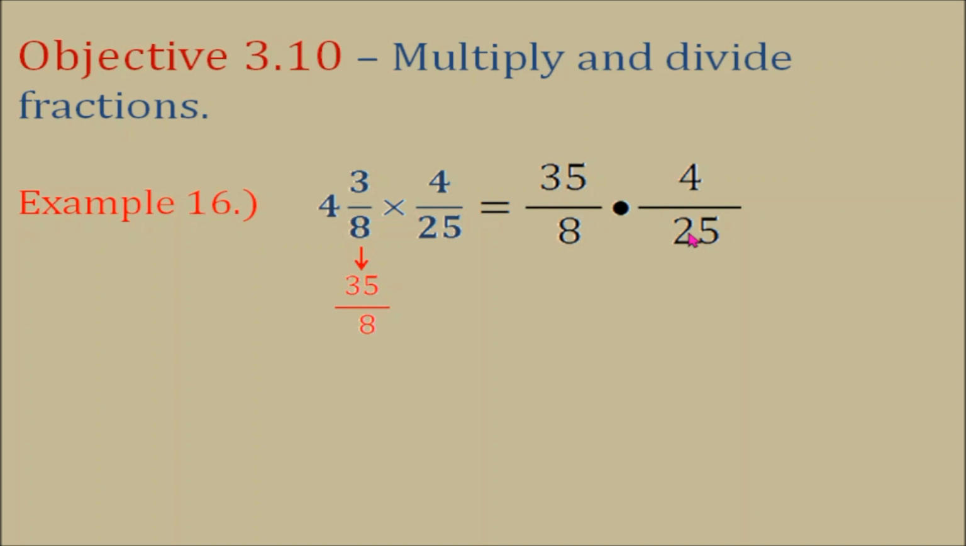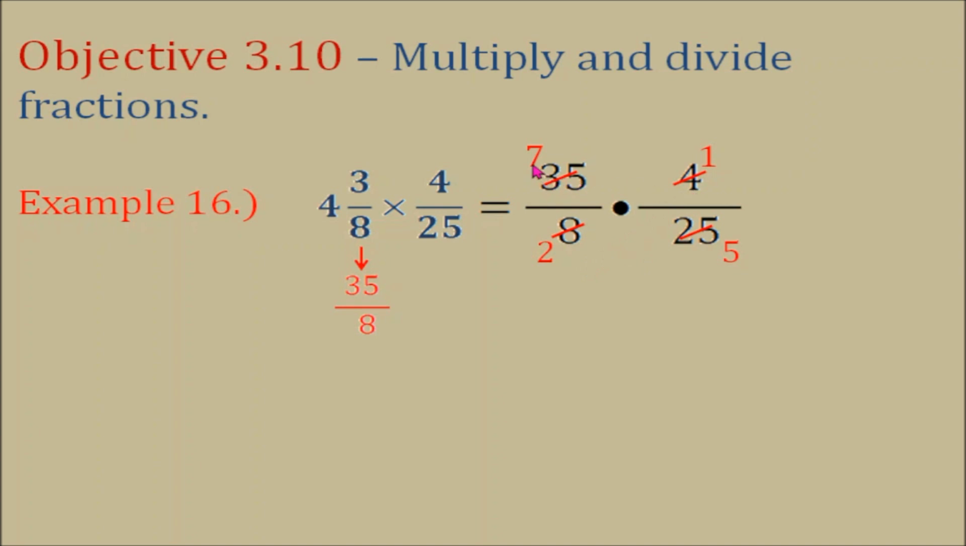Before multiplying, we can cancel out common factors. Between 35 and 25, 5 is a common factor. So 35 divided by 5 is 7, and 25 divided by 5 is 5. Between 8 and 4, 4 is the greatest common factor. So 8 divided by 4 is 2, and 4 divided by 4 is 1.